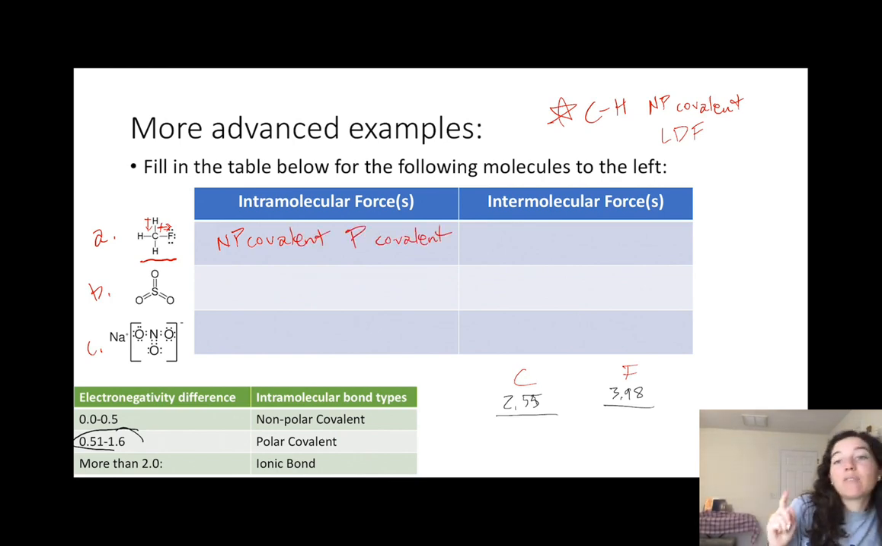Now if we want to know the type of intermolecular force, we're going to see what corresponds to that. So our nonpolar covalent is London dispersion forces. Our polar covalent can be either dipole-dipole or hydrogen bonding. We see that the fluorine here is not stuck to a hydrogen, it's stuck to a carbon, so it must be dipole-dipole.